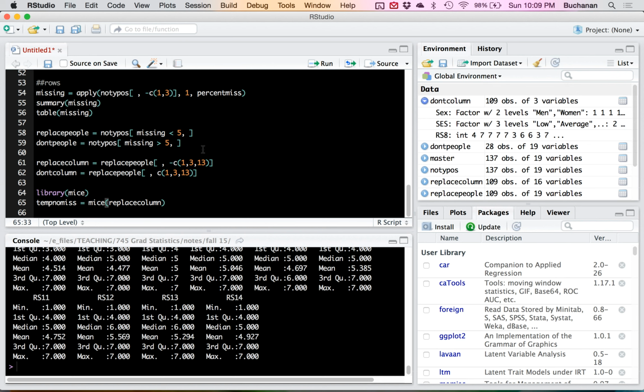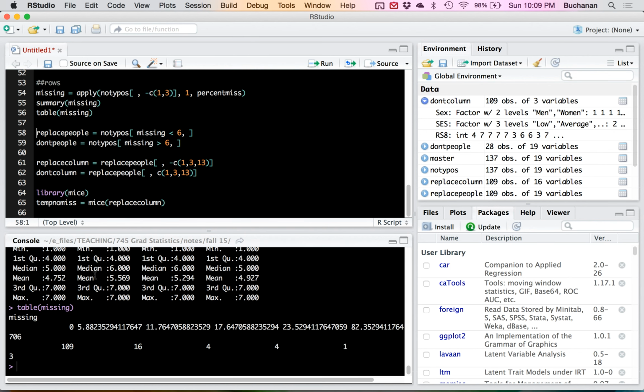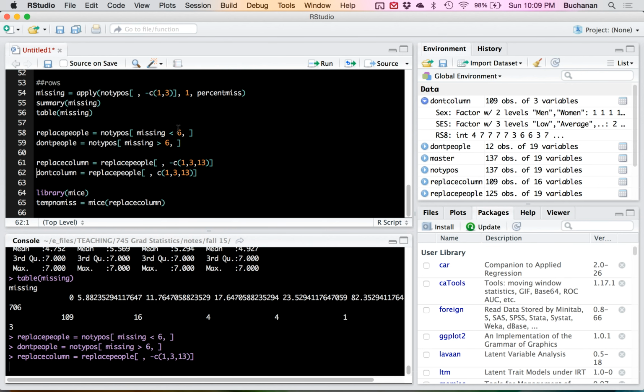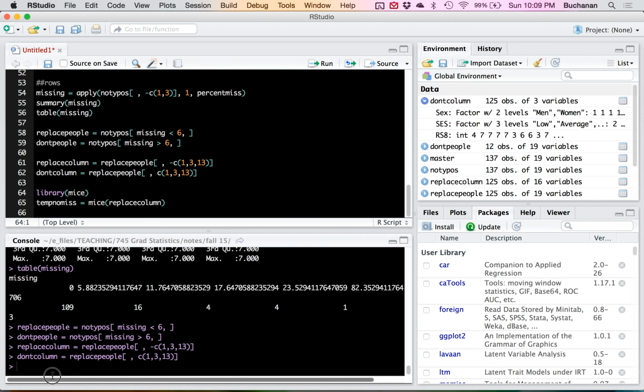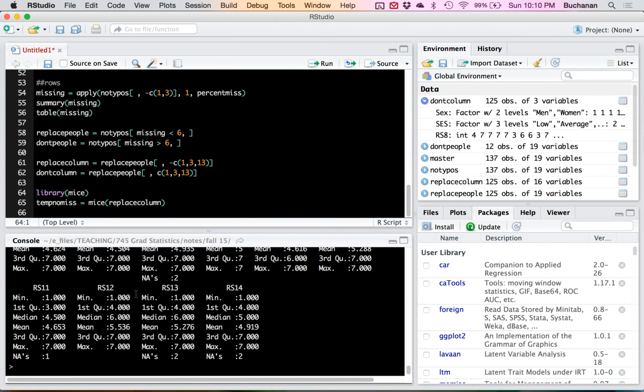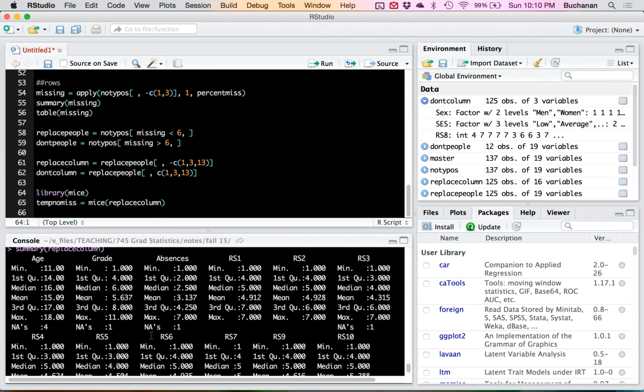But since I want to show you how mice works, I'm going to go back and fudge just a little bit and make this 6. So the problem really is that I have missing data that's kind of low. It's close. It's 5.88. So I'm just going to fudge it a little bit so you can see how this particular thing works. But remember, the rule is 5%. Okay. And so now if I run a summary on my replace column data, you'll see I have some NAs and it's going to fill in. And it's not very many numbers. It's one here and there.